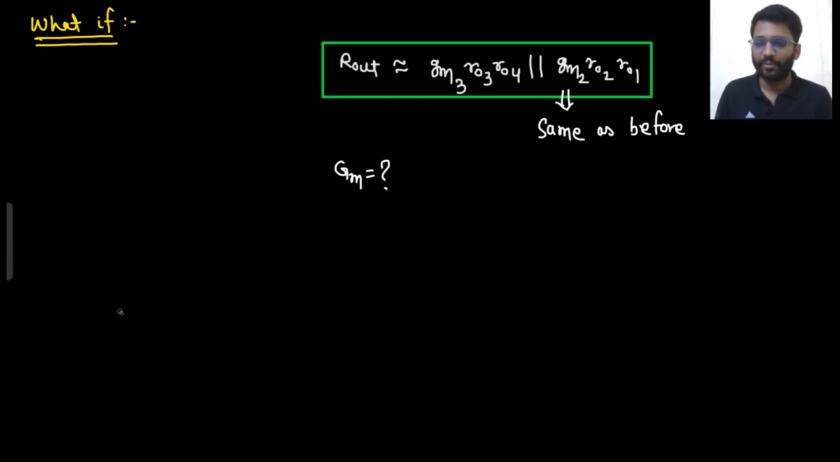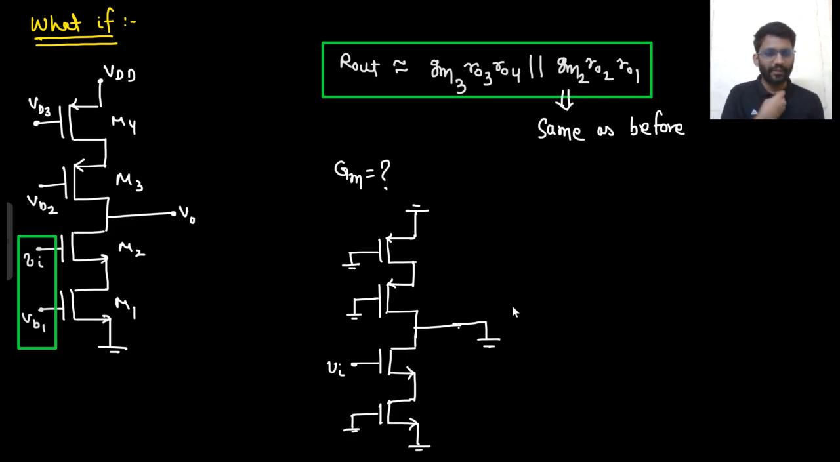वापस बनाना पड़ेगा. Let me pause the video and make it again. Yeah, so this is how I will find my GM, right? I will short circuit the output. All the DC bias are also shorted. So this will be my I out.